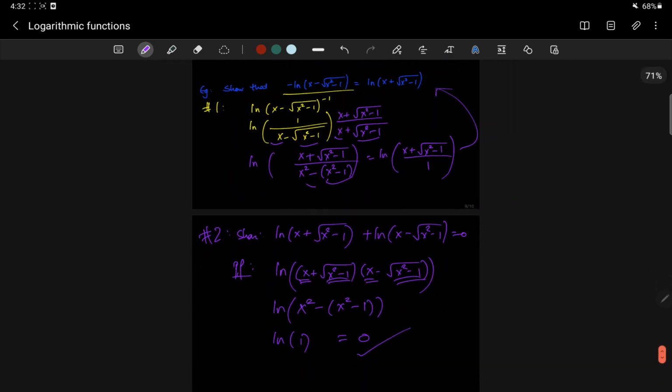You can, instead of doing the rationalization, just show that the sum is 0, but essentially the inner working is the same. The inner working, or this fact, is true because when you multiply these two expressions, you get 1.